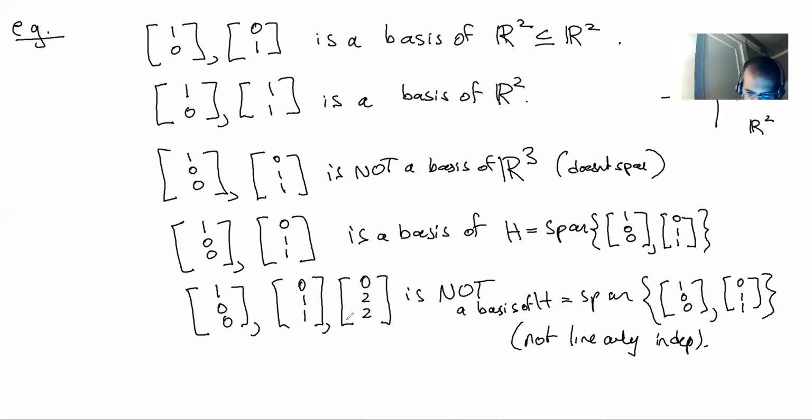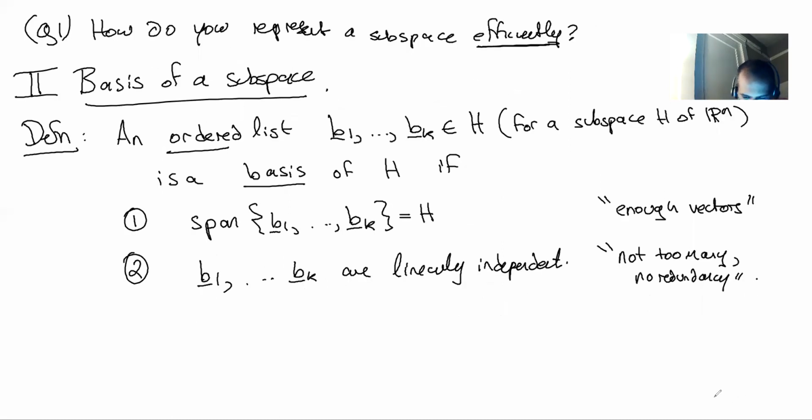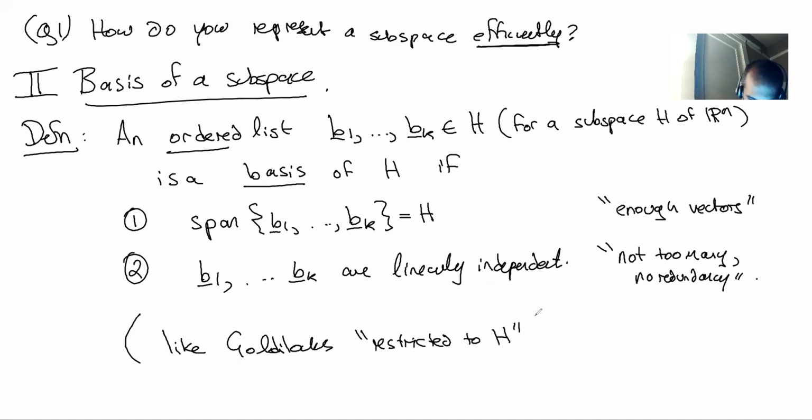Does that answer the question that was asked previously? Yeah, it makes sense. Thank you. Okay. So these are some examples of bases. To be a basis, it's like the Goldilocks theorem, except restricted to H. So now you don't need the span to be all of Rn, you just need the span to be H, and you still need them to be linearly independent.